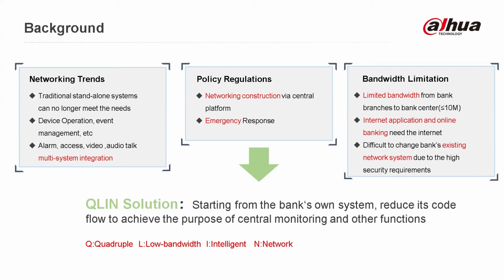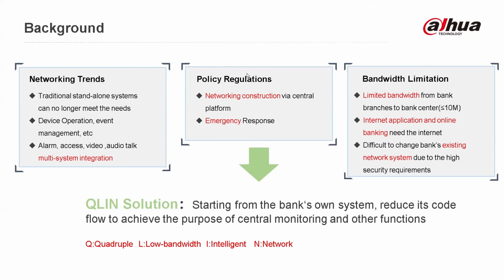Now, what solution do we as Dahua give? We give the QLIN solution. The goal is to help with the bank's own system, reduce code flow, and achieve the purpose of central monitoring within the bank branches to headquarters. Q stands for quadruple, L is for low bandwidth, I is for intelligent, and N is for network.